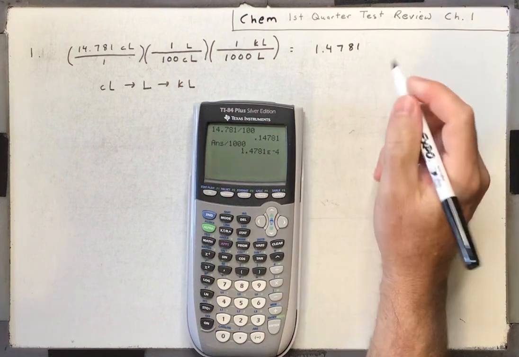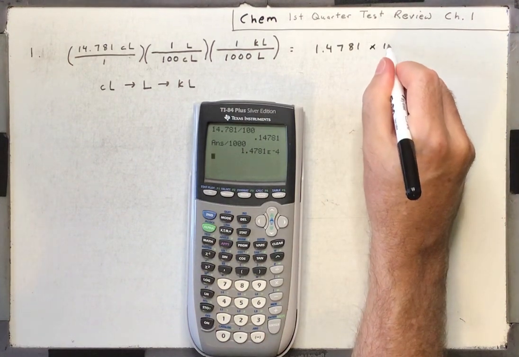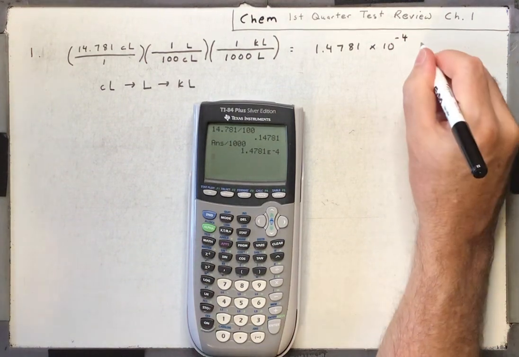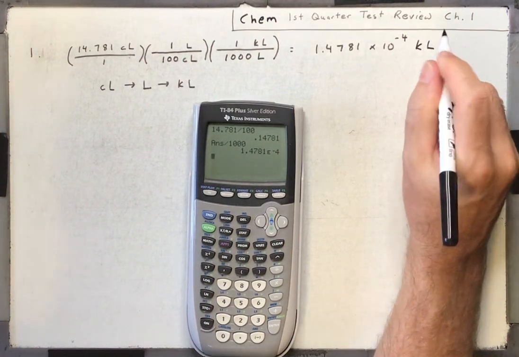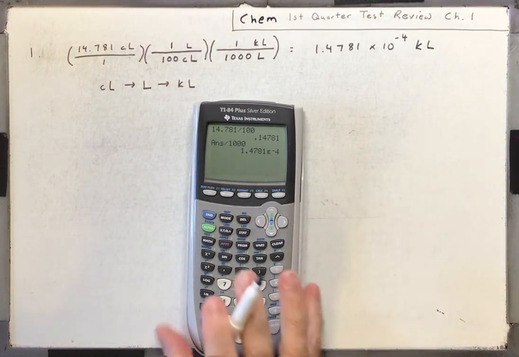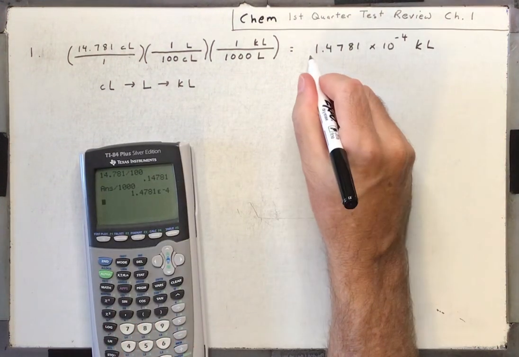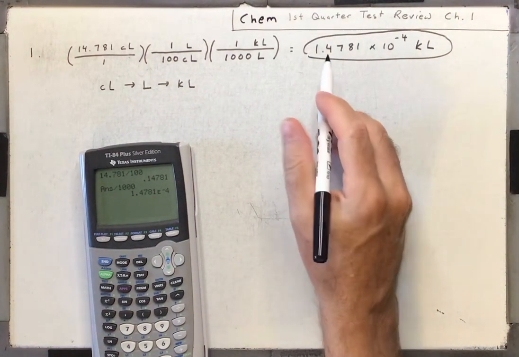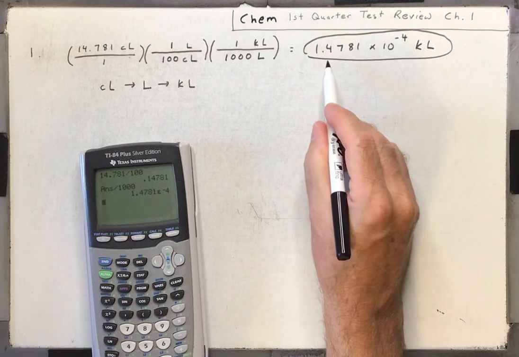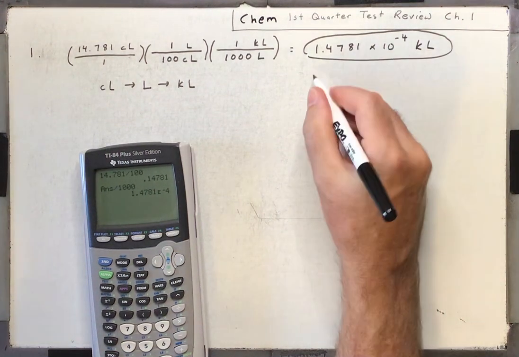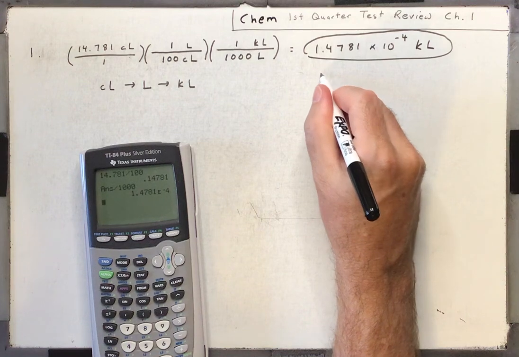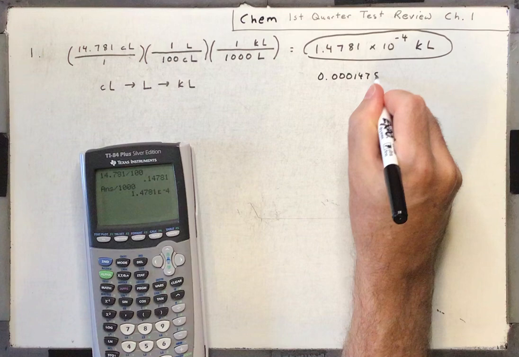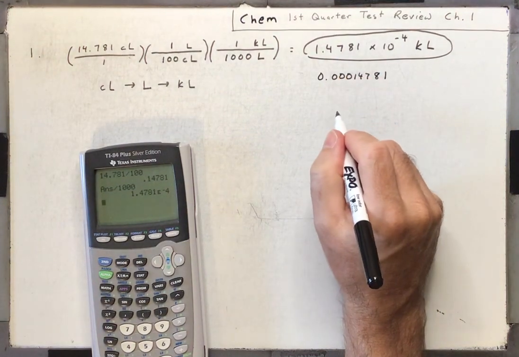1.4781 E to the minus 4, you can just write that as times 10 to the minus 4. Remember, E and times 10 are the same thing. And then don't forget your unit. It's minus 1 on the test if you forget your unit. So 1.4781 times 10 to the minus 4. Okay, so if your calculator is not in scientific notation, that would be 0.00014781. That's the same thing.